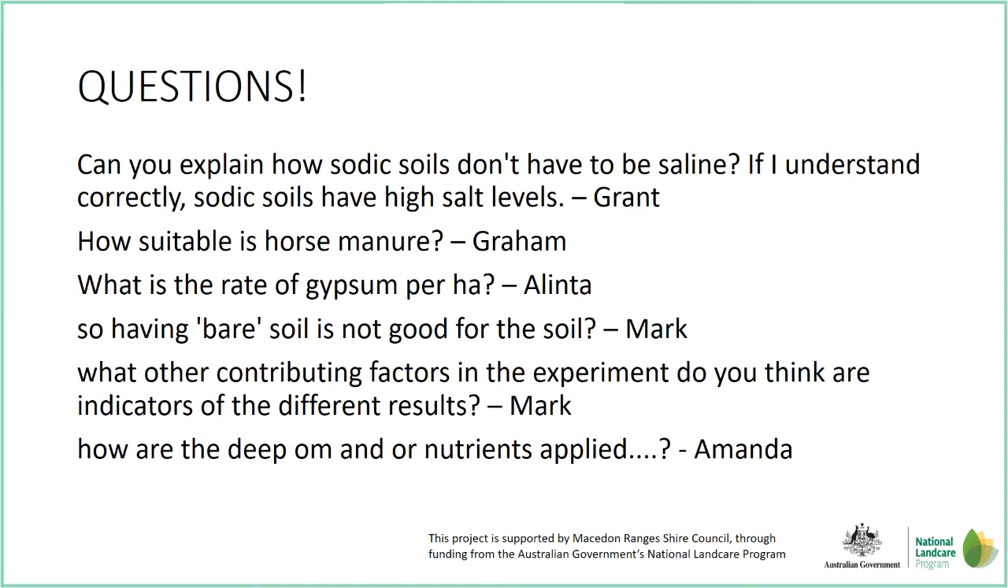What is the rate of gypsum per hectare that you've used? In our trials in the medium rainfall zone sites, we've applied 5 tons a hectare. In the high rainfall zone sites, as I showed you today, that's 7 tons a hectare. That amount of gypsum is insufficient to completely counteract the effect of sodicity.